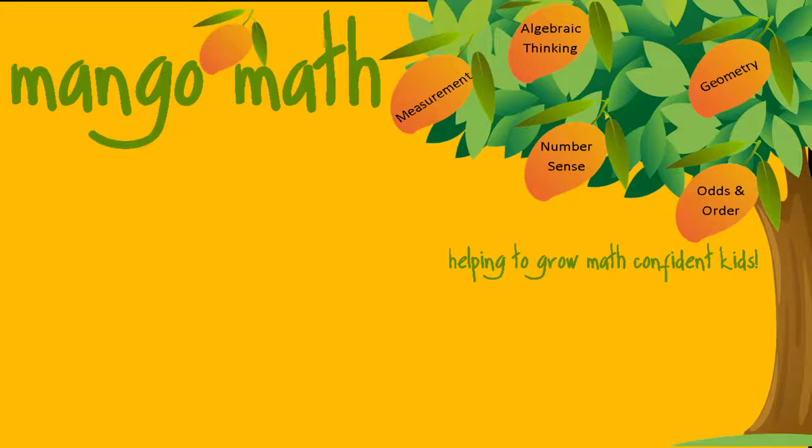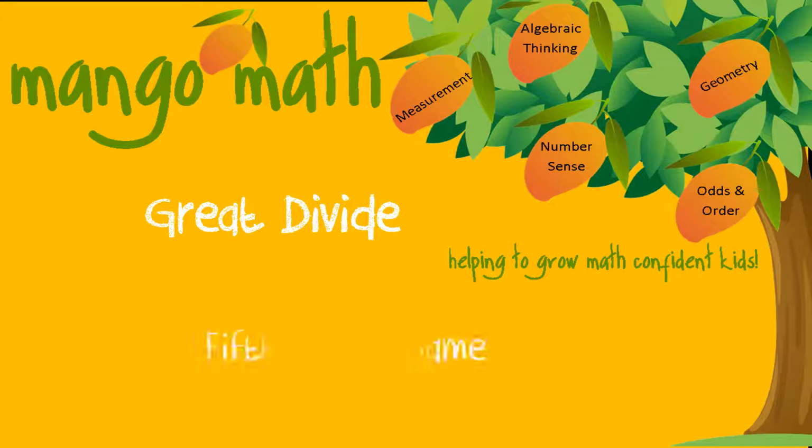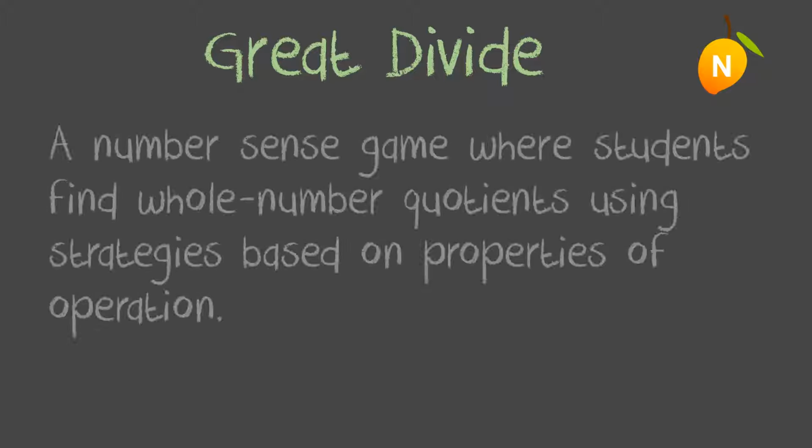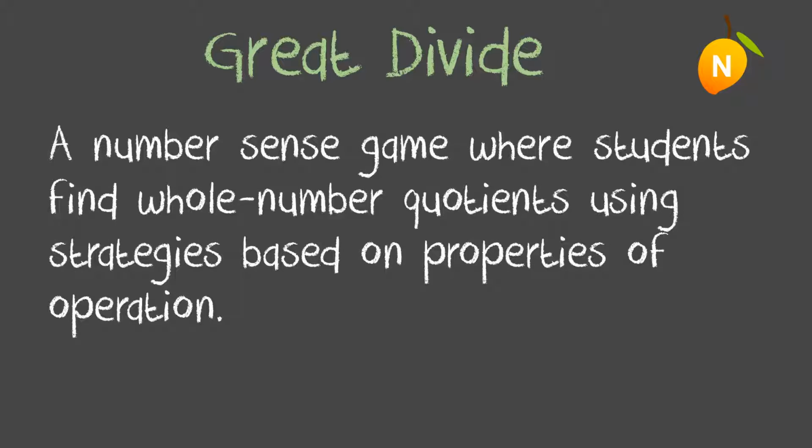Mango Math presents The Great Divide, a 5th grade game. The Great Divide falls under the math strand of number sense. It's a number sense game where students find whole number quotients using strategies based on properties of operation.